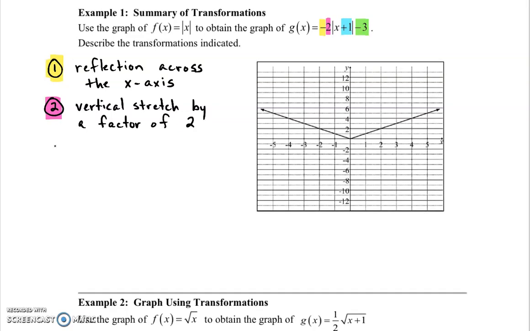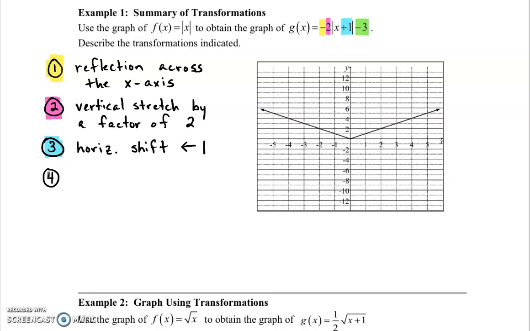Okay, the third one, that is +1 inside. So remember, when it's inside, it's a horizontal shift. And those go the opposite way we think they should. So it's +1. I always think it should go right, but it goes left instead.